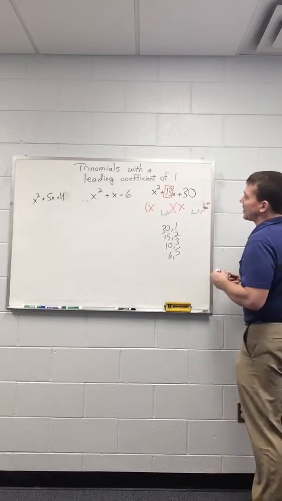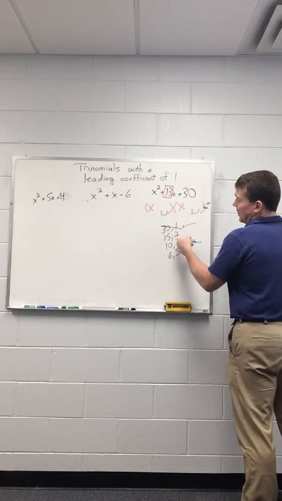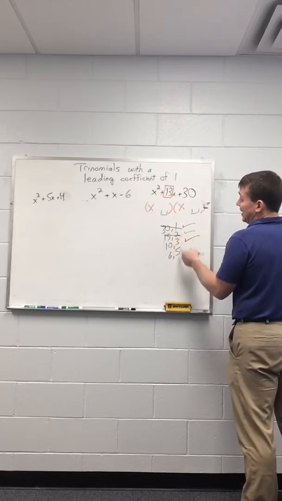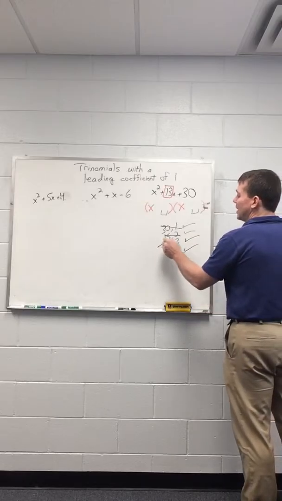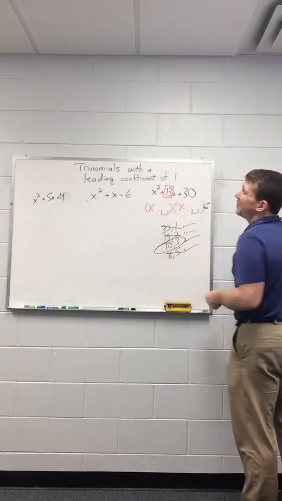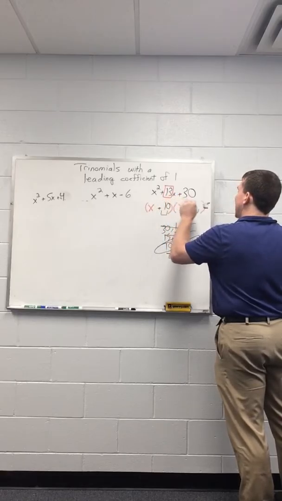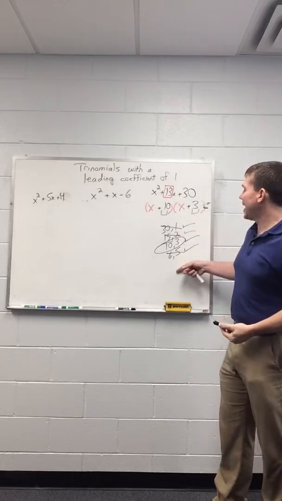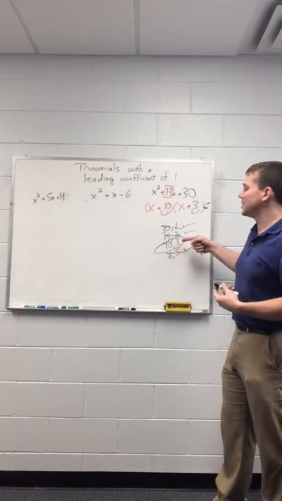In this case, if I run down the list, 30 plus 1 is 31, that's out. 15 plus 2 is 17, that's out. 10 plus 3 is 13, that's good because I want 13. 6 plus 5 is 11, that's out. And there's only one set of numbers that actually give me a sum of 13, so I'm going to put those in there. X plus 10, x plus 3. And I would point out when you're doing this, as you practice these, and we'll do a few, there is only one set of numbers that can make that work.